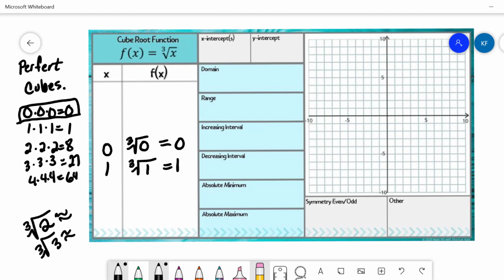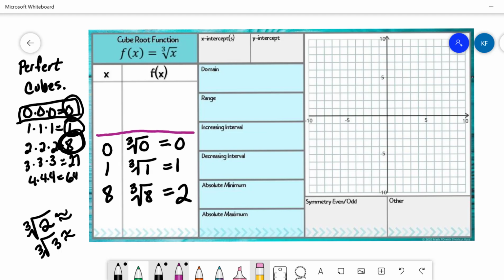So the one I'm really looking for is I have 0, I have 1. I'm looking for 8 this time. That's going to be the next x value that's going to give you a nice pretty answer for the cube root. So we're going to do 8. What's the cube root of 8? It's 2. So we have our positives and those feel okay, but now we need to go back and examine the negatives.